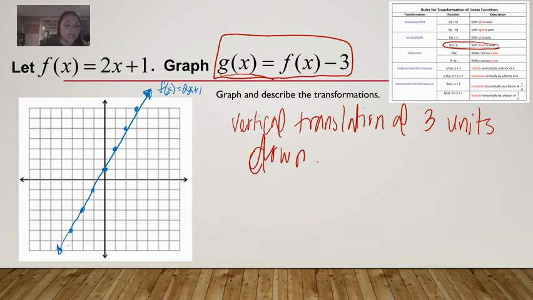So I'm going to take the blue line. Imagine if I took that blue line and shifted the whole thing down 3 units. So I'm going to go 1, 2, 3. Here's your point. 1, 2, and 3. Shifting everything down 3. I'm just shifting it down 3 units. So now this will be my g of x, because I took the f of x and I moved it down 3 units.